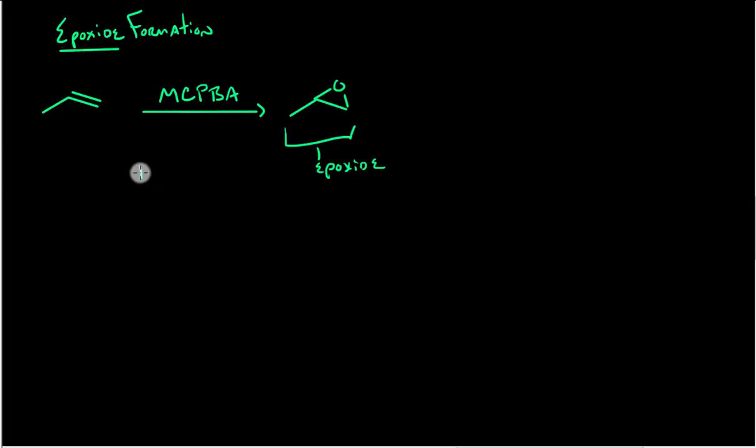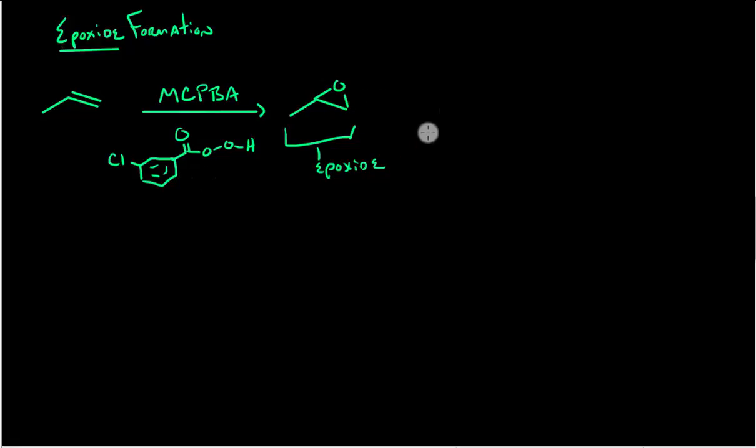But if you want to know, this is what the MCPBA looks like. Again, metachloro is this chloro, it is meta to this whole group. Peroxy is right here, and this is the benzoic acid part. Again, you don't have to be able to draw this or give the full name, as long as you know that the MCPBA reagent will take the alkene and convert it to an epoxide. That's all that really is required.